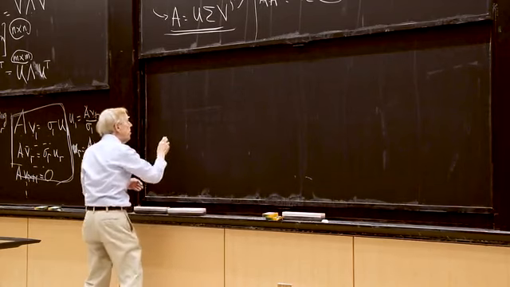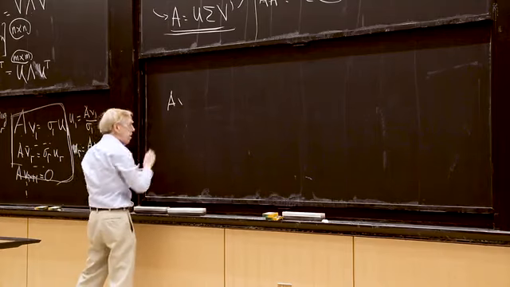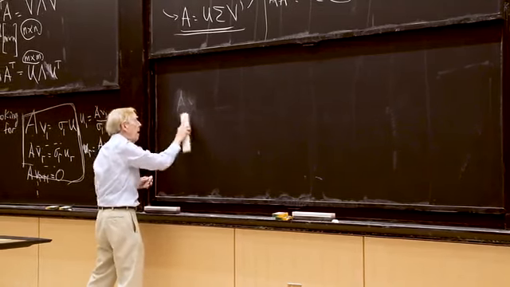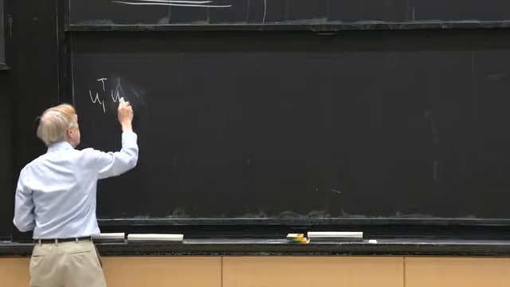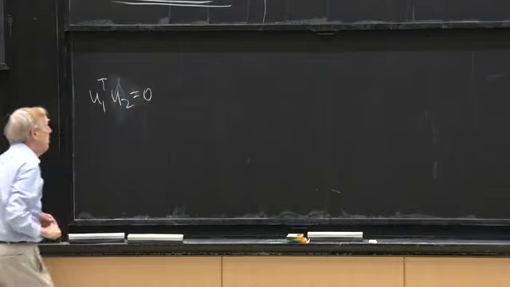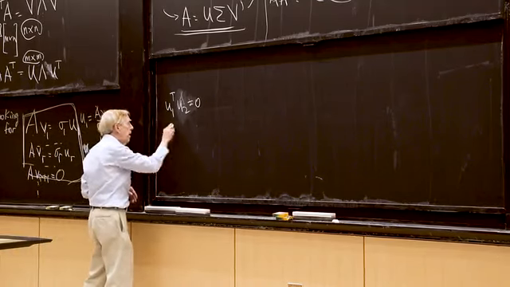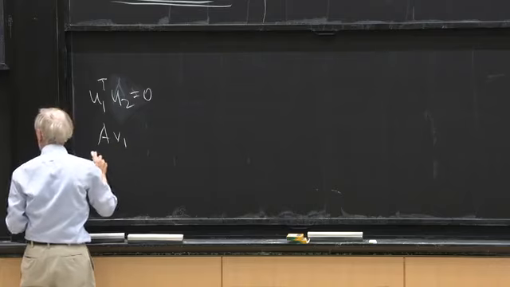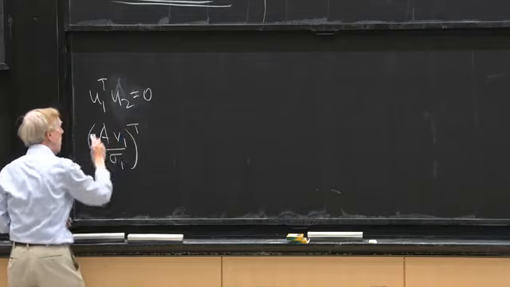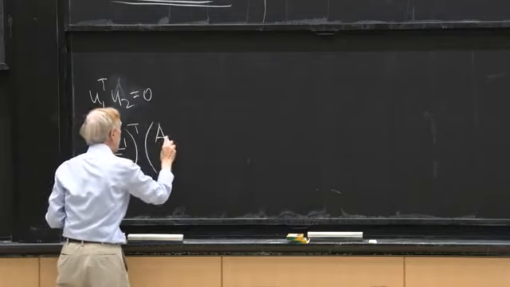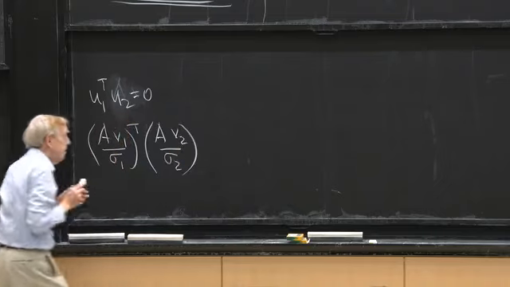So I would like to show that U1 transpose U2 is 0. They're orthogonal. Okay, so U1 is A V1 over sigma 1. That's transpose, that's U1. And U2 is A V2 over sigma 2. And I want to get 0.